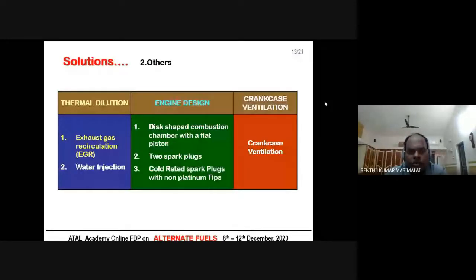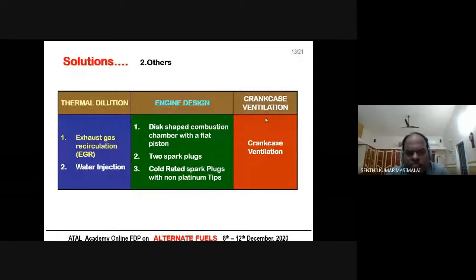Fine. So the next method in engine design is using two spark plugs. If you use two spark plugs, quickly the flame propagation can be achieved. Quickly you can combust the air fuel mixture inside the combustion chamber. By that way you can avoid backfire.